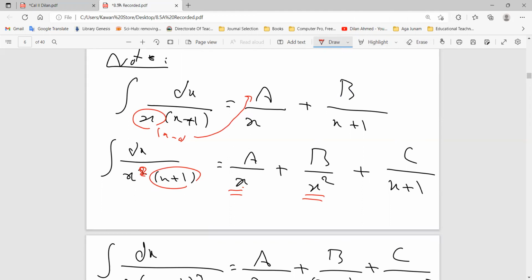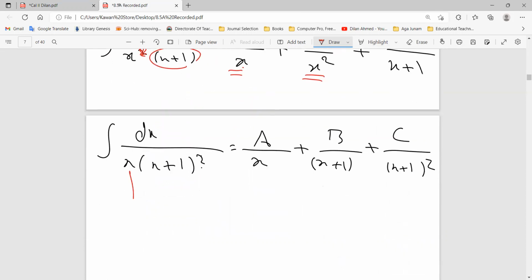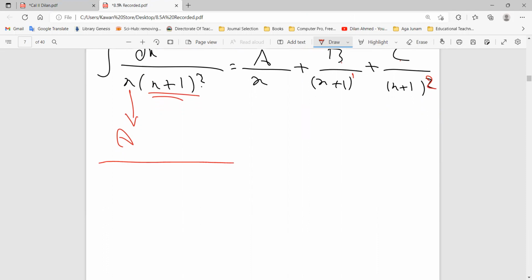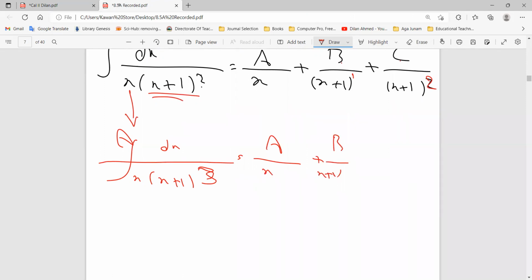You got it? So how about here? Look, one variable, A. Now I have a square, I need two variables. So B, C: B for the linear, C for the square. How about if I have a cubic one? Yalla. Yes, (x plus 1) cubed. I say like that: A for x, B for the linear, C for the square, D for the cubic.